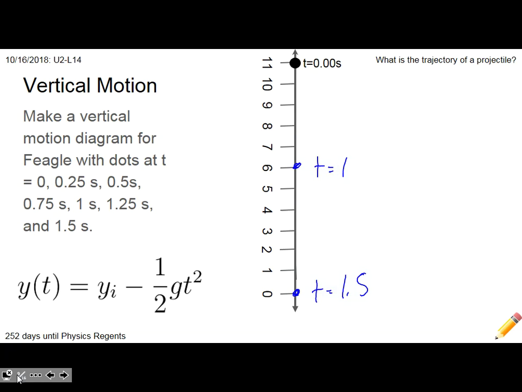Get a couple more on there so you can see the pattern. It's about another minute. Again, how does the spacing change as time goes on? You've seen this pattern before.